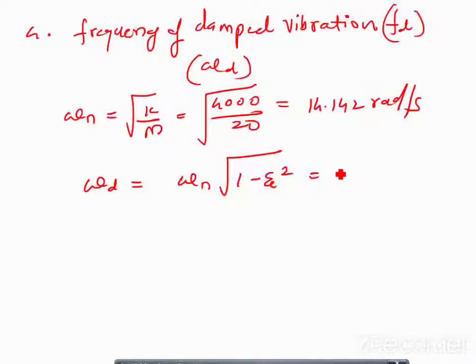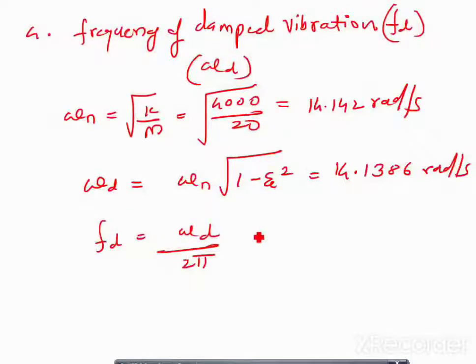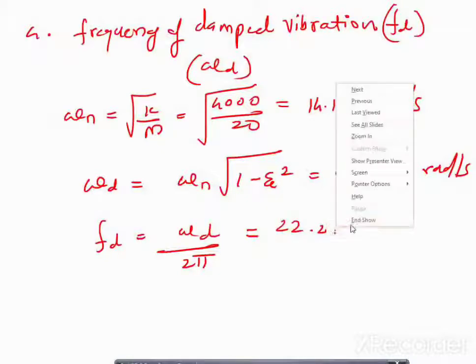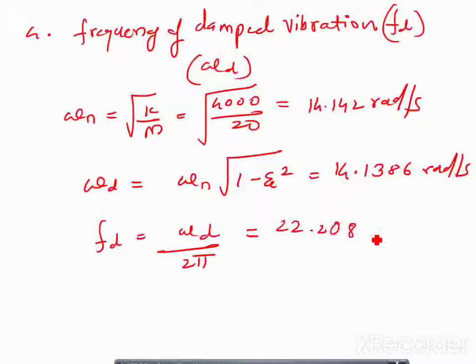So this is getting close to omega n. So I am getting 14.1386 radian per second. Okay, so in this way I have found omega d. Now you can also find fd, that is equal to omega d upon 2 pi. So just divide this answer, 14.1386 divided by 2 pi. You will get some answer, 22.208 hertz. Is it okay? So in this way you can solve this type of problems also. I hope it is clear to all of you.